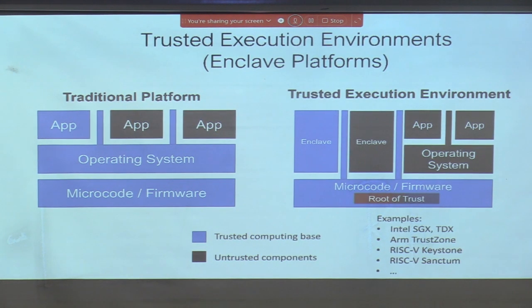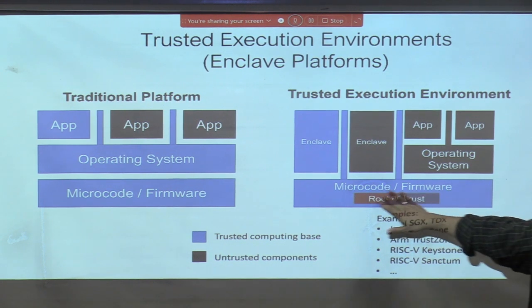So the promise of trusted execution environments is that you can take large chunks of the system stack out of the TCB, the trusted computing base, right? So the OS is no longer trusted. And what you do instead is you have a root of trust in the hardware. And so you want to make sure that the hardware will provide some security guarantees, some primitives, and you build a small software or firmware layer on top of that, and that together forms your trusted computing base.